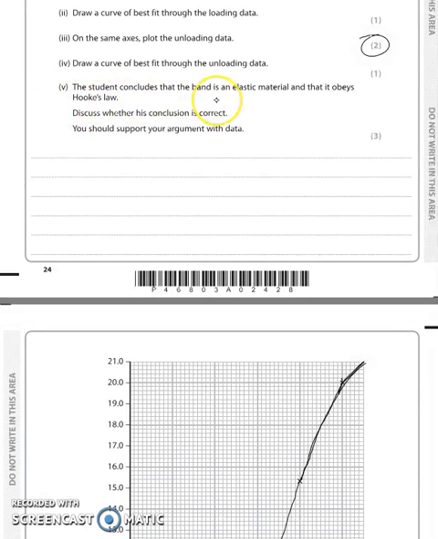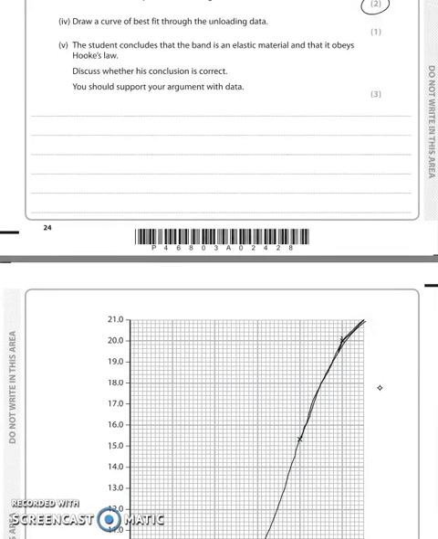And then the student concludes that the band is an elastic material and it obeys Hooke's law. Discuss whether his conclusion is correct. It's just a discussion, but it's 3 marks, so they're looking for 3 different points. You could say that it doesn't obey Hooke's law because the graph is not linear throughout. Hooke's law should be directly proportional.